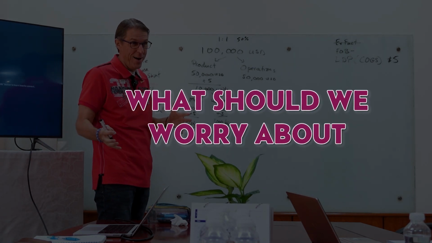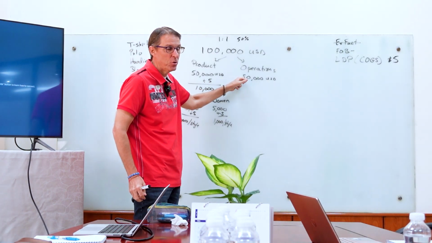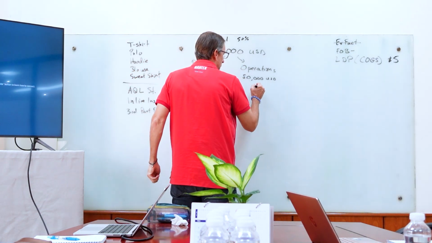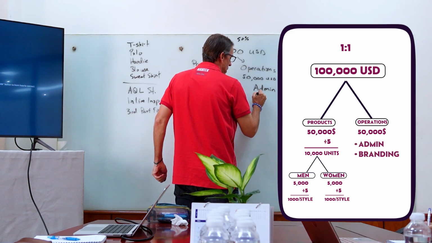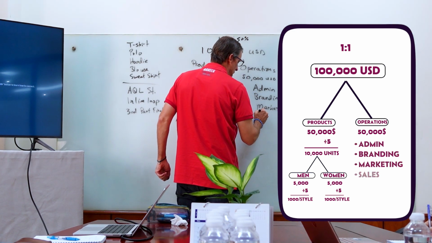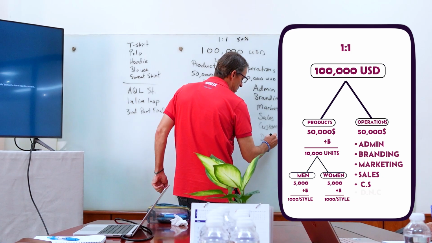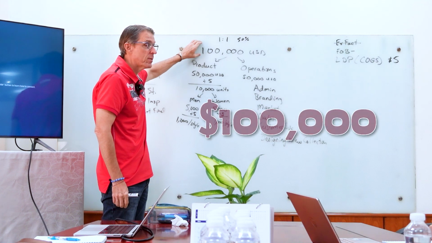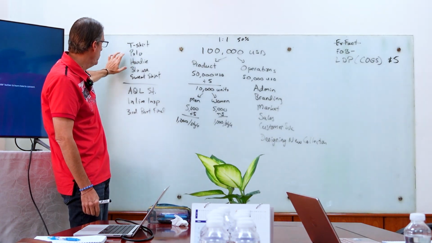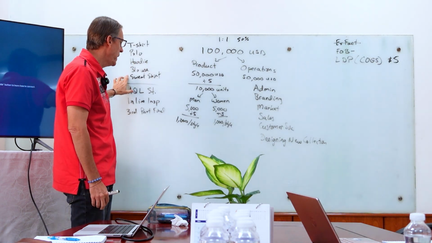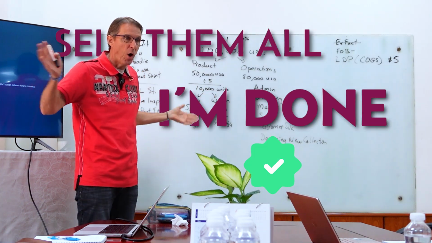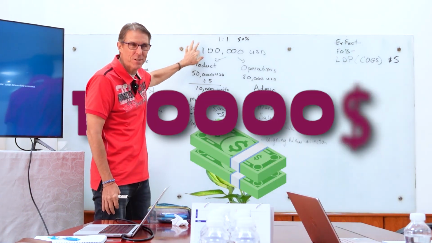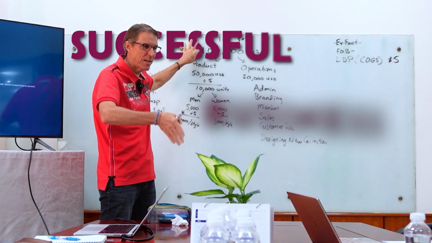What we should worry about is how are you gonna use this $50,000 for operations to manage your admin, your branding, your marketing, your sales, your customer service, designing new collections. If you just said, okay, I'm gonna invest $100,000, design t-shirts, polos, hoodies, blouses, sweatshirts, then I'm gonna sell them all and I'm done. And hopefully, when it's all done, you have more than $100,000 in your bank account. That is successful business.